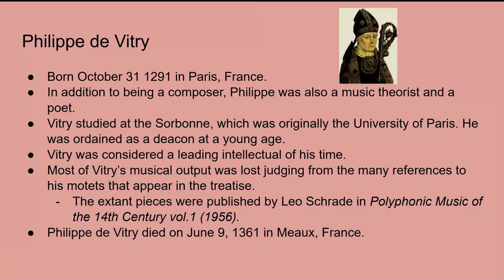Most of Vitry's musical output was lost, judging from the many references to his motets that appear in the treatise. The extant pieces were published by Leo Schrade in Polyphonic Music of the 14th Century, Volume 1, and that was published in 1956. So these are pieces of music that we speculate are Philippe de Vitry's, but we don't know for sure. Philippe de Vitry died on June 9, 1361 in Meaux, France.